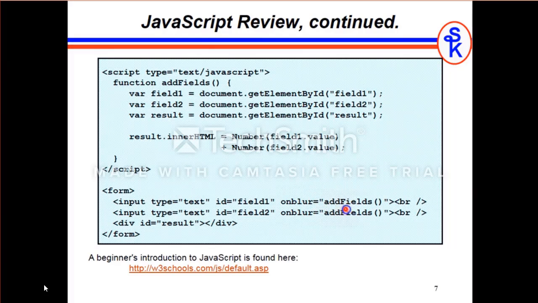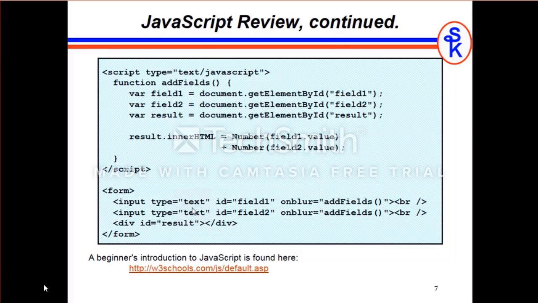So what this does then is it runs an addFields JavaScript function, and that's what's written up here. It gets field1, it gets field2, and it gets result. Then it takes field1's value and converts it to a number. It's normally a character string. It takes field2's value, also converts that to a number, and you see the plus sign, which will add the two together. The result of that is put in the result, which, again, was a division of the page, so it has an innerHTML. That would be where this empty space is here. That innerHTML is set to that number. So this actually changes what's on the page to show that number.